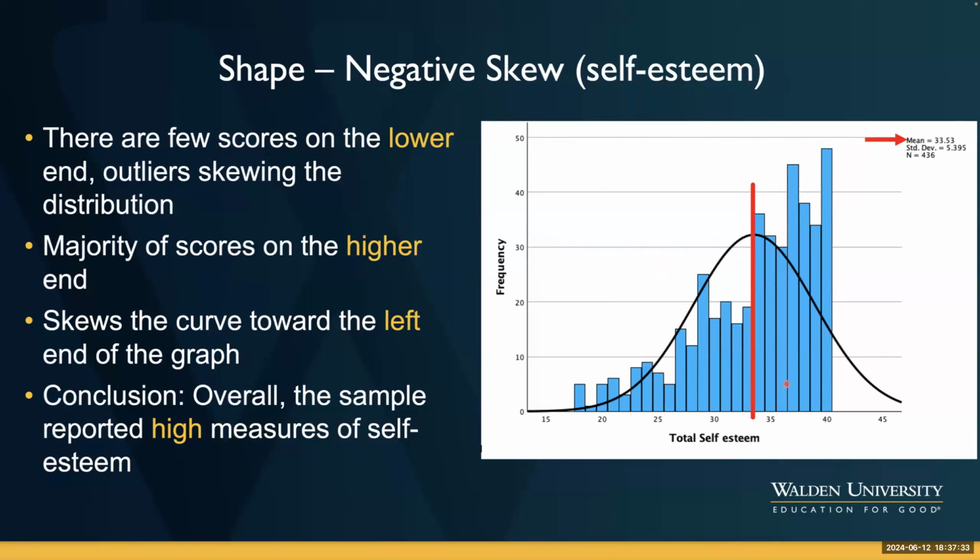So what would we say? Self-esteem tends to be somewhat high overall. Overall, the sample reported high measures of self-esteem. Do you see how just looking at this can give you that type of information once we understand the concepts of the bell curve? Yes, no, maybe so.